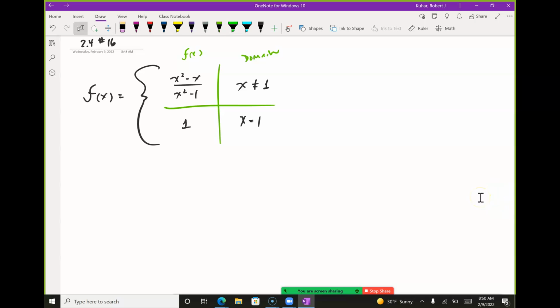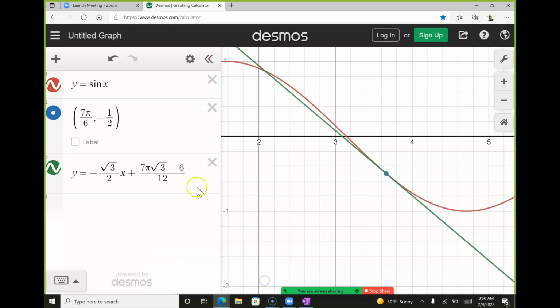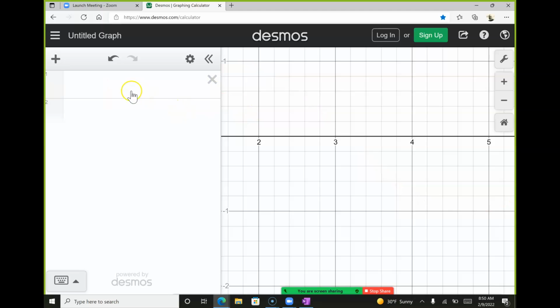Now this one's a little bit weird. First of all, notice in the first function, the top function, if I plug in 1, I get 0 over 0. So there's my indeterminate form. I can't really show this too well on Desmos, but I'll do my best here. So I've got y equals x squared minus x all divided by x squared minus 1.